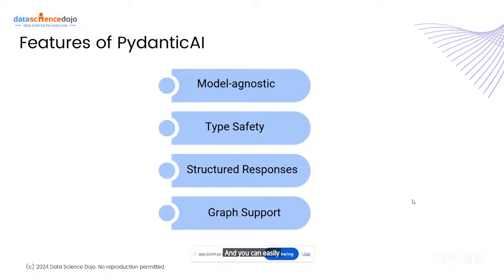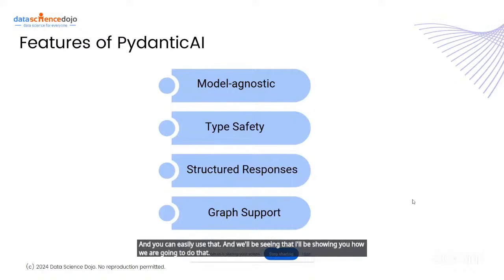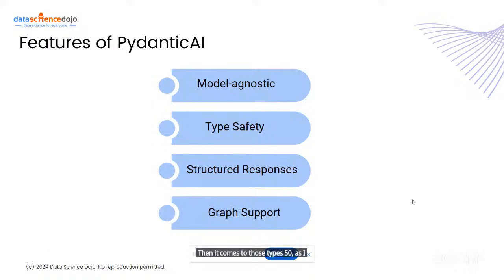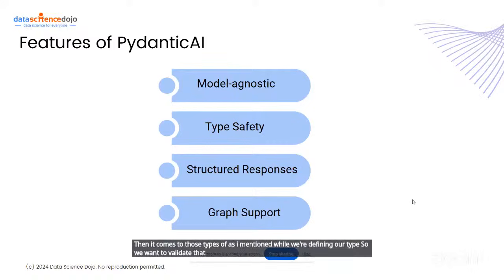And we'll be seeing that. I'll be showing you how we are going to do that. Then it comes to the type safety, as I mentioned, while we are defining our type. So we want to validate that it does not break, while the input type, or there could be output type that we want, that our input or output has to adhere to this schema.